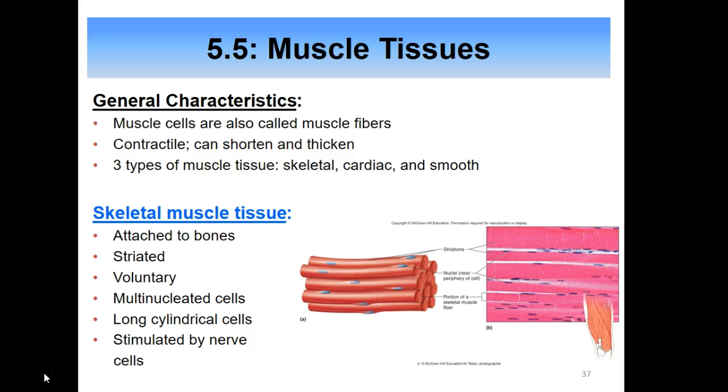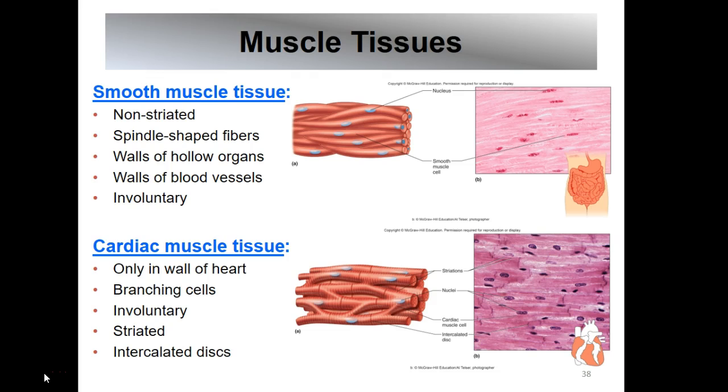Another important fact to know about the skeletal muscle tissue is that not only does it have the many nuclei, it has alternating areas of light and dark, so there are striations. And then we will move on to smooth muscle.